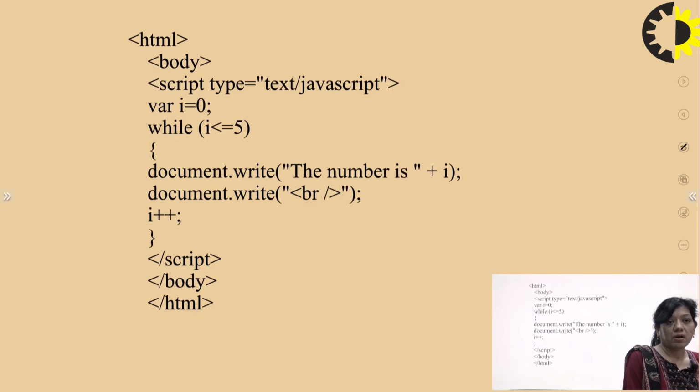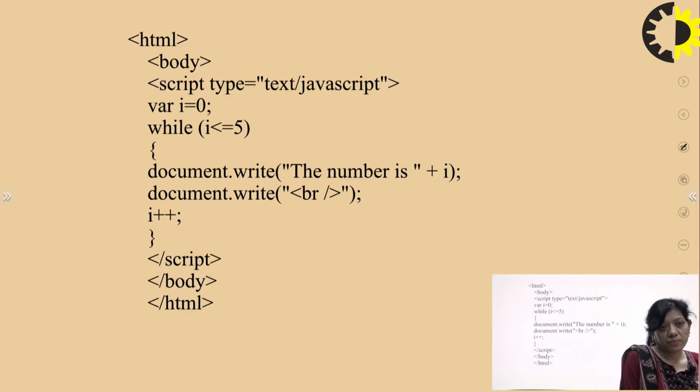Now understand this code. First, I have initialized the value by 0. So the condition will check 0 is less than or equal to 5, condition is true, value would be printed. After printing that value, increment will happen. Increment will be by 1. So again, we will enter the loop. 1 is less than or equal to 5. Condition is true. Next value would be printed.